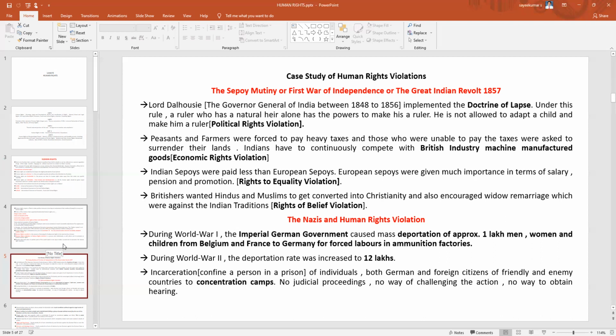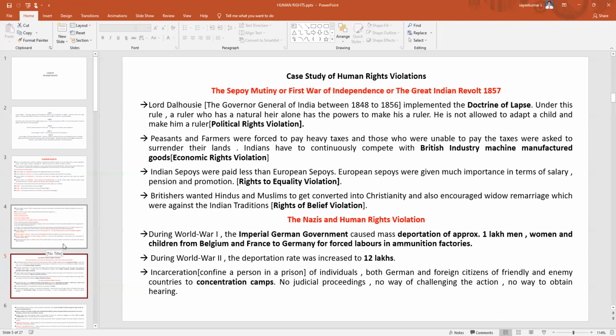Deportation means moving people from one place to another, approximately 1 lakh men, women, and children from Belgium and France to Germany for forced labor in ammunition depots. During World War II, the deportation rate increased to 12 lakhs. There was also incarceration of individuals, both German and foreign citizens of friendly and enemy countries, in concentration camps. A concentration camp is a place where all the incarcerated people are grouped and subjected to strict conditions whereby they cannot talk with others.